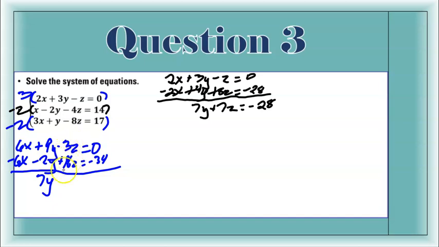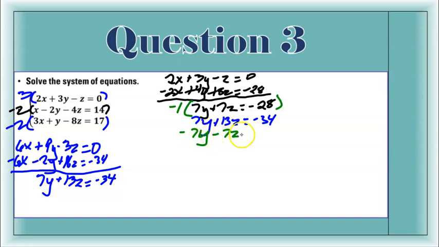Negative 3z plus 16 is a positive 13z equals a negative 34. Now if I write this one underneath the black one I have here, so I have 7y plus 13z equals a negative 34. I can see that my y's are the same, so I just have to distribute a negative 1. So I'm going to distribute a negative 1 on the top one. So that's going to give me a negative 7y minus 7z equals a positive 28.